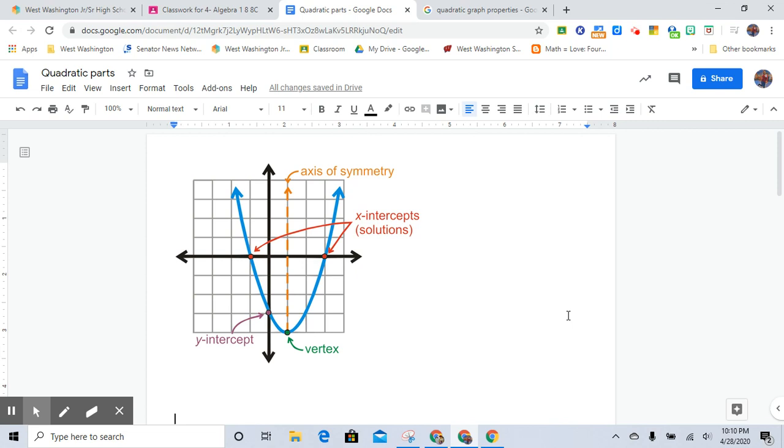Hey guys, so in this quick video, we're just going to go over the parts of a parabola. And so we can see here the parabola itself is the blue arc, and the roots, the intercept or the x-intercepts, the solutions, the zeros, those we've been talking about solving for the last, I don't know, week or so. The axis of symmetry is right here, and the vertex is the lowest point, the turnaround point, if you would, on this parabola. And then, of course, we have the y-intercept.